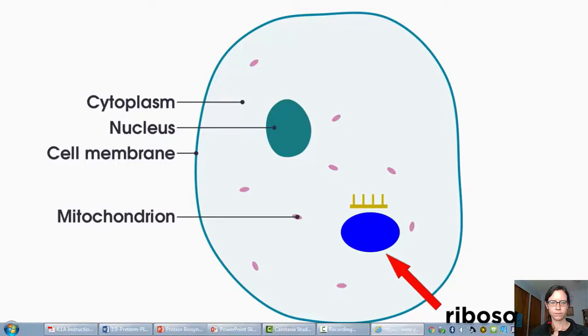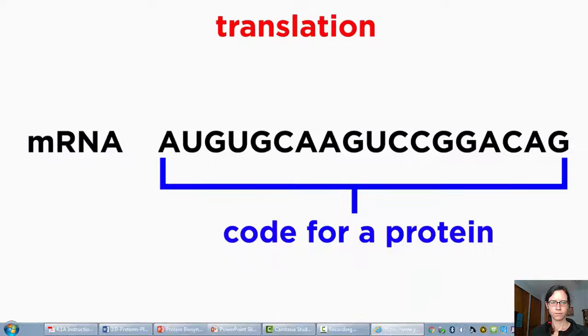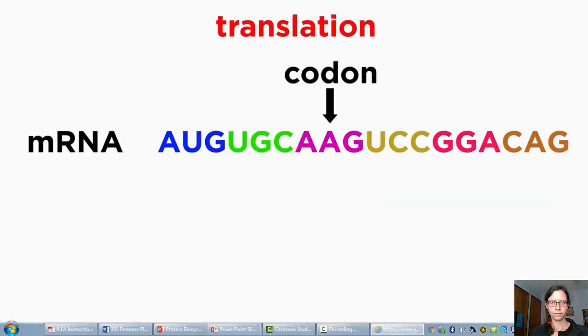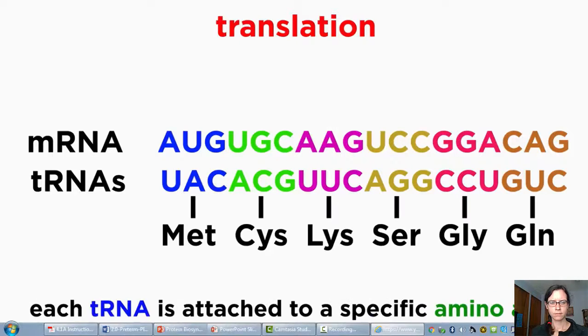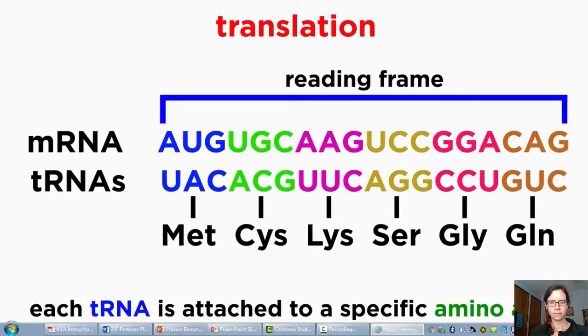This is where translation occurs. During translation, the mRNA acts as a code for a specific protein. This happens because each set of 3 bases on the mRNA, which we call codons, will code for a specific anticodon, which will be carried by a specific transfer RNA, or tRNA. And each different tRNA is covalently linked to a particular amino acid. The arrangement of the nucleotides into these codons is called the reading frame.